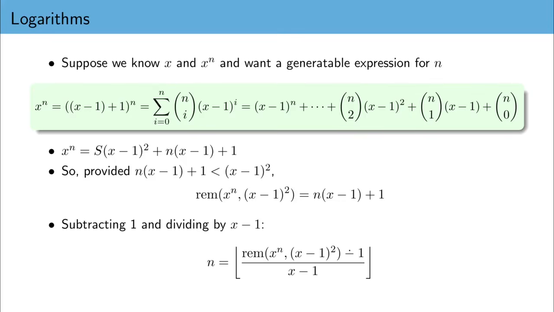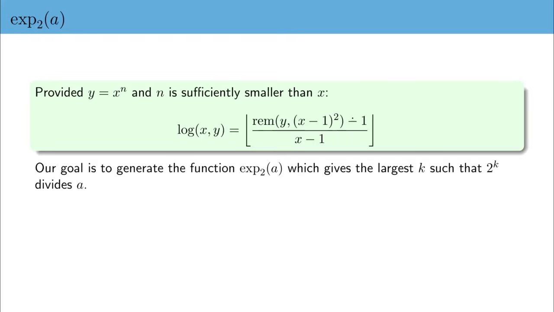So this formula here isn't a perfect logarithm. It might give us junk if we plug in a number that's not a power of x in the second argument for x to the n. And it might give us junk if nx minus n plus 1 isn't less than (x minus 1) squared. But this will be enough for our purposes. And those purposes are to generate the x sub 2 function.